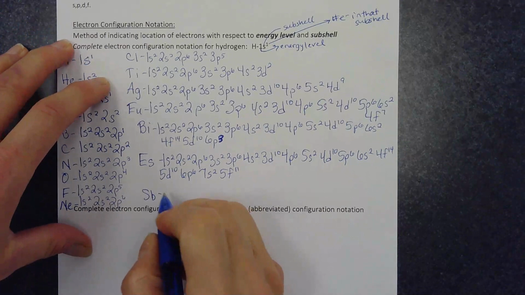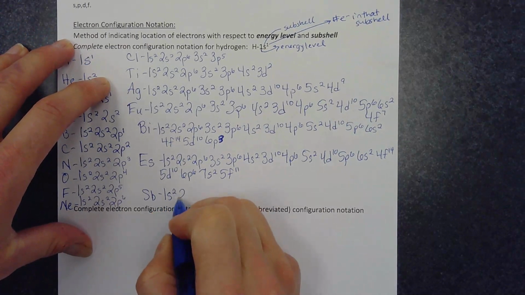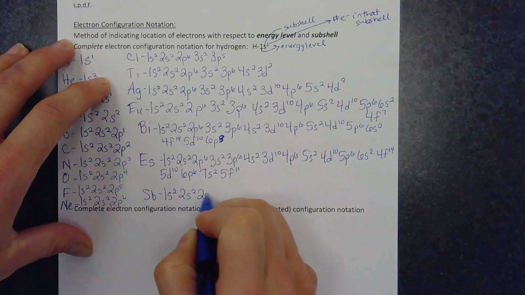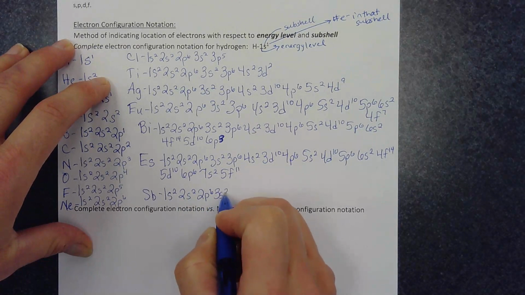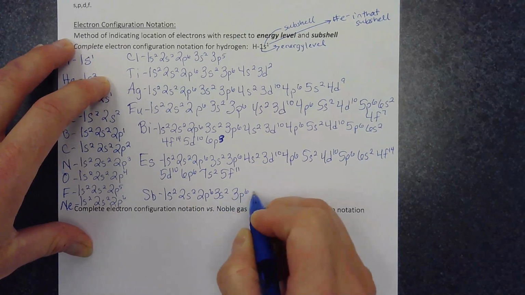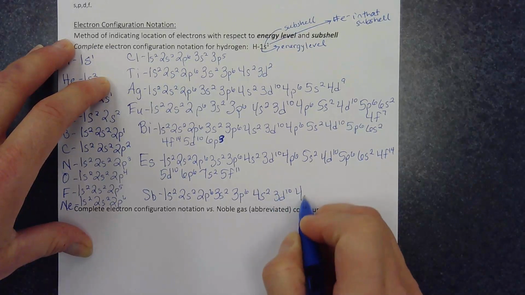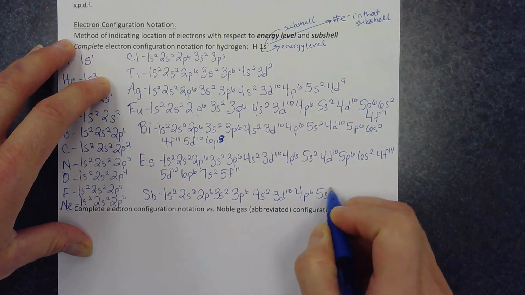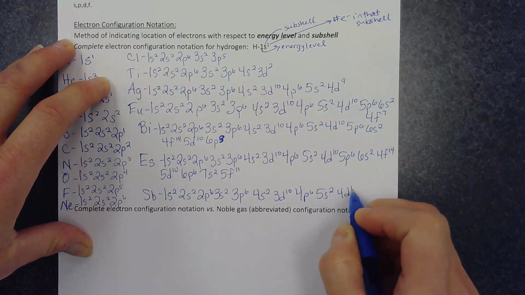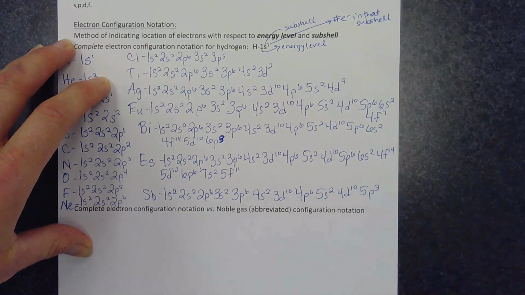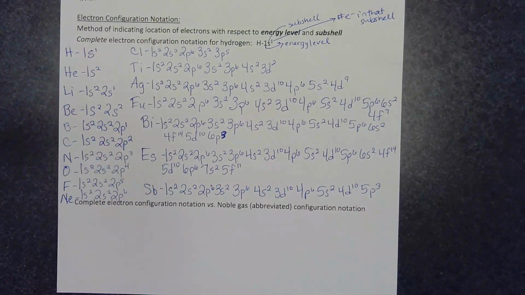1s2, 2s2, 2p6, 3s2, 3p6, 4s2, 3d10, 4p6, 5s2, 4d10, 5p3. Very good. All right, guys. You did a good job. Thank you all for humoring me on that.